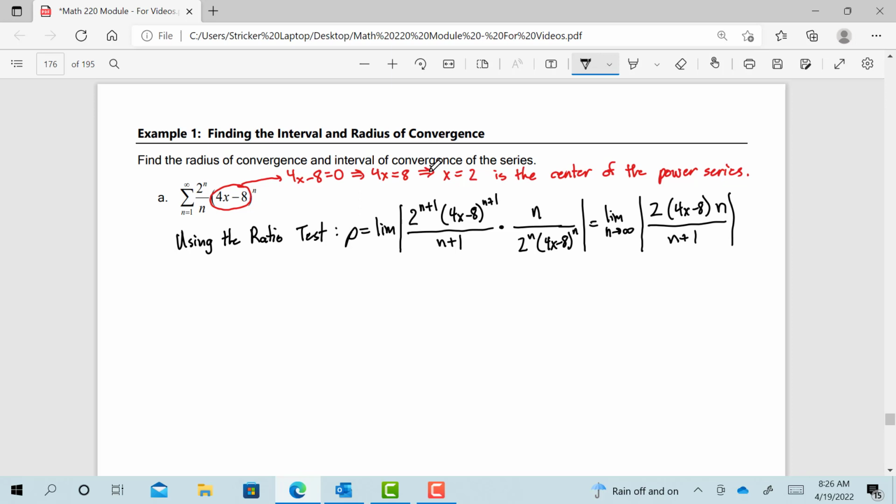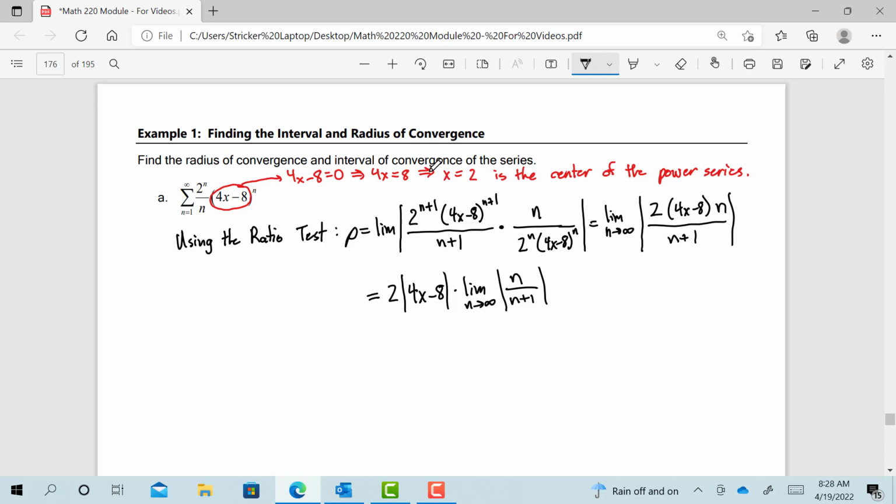Now, here's the thing about our limit. Our limit involves n approaching infinity. So anything in our limit that does not include n can come outside the limit. So in this case, we can pull out the 2. Notice I don't have 2 in absolute value because the absolute value of 2 is 2. Now the 4x minus 8 needs to remain inside the absolute value because that can go negative depending on the value of x. And then we have times the limit, and what's left is the stuff involving n. So we have n over n plus 1 wrapped in absolute value.